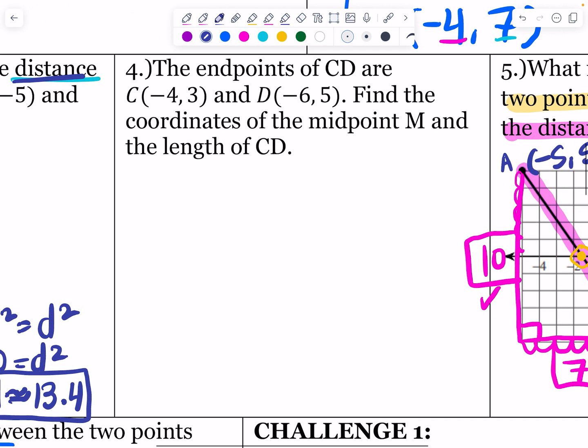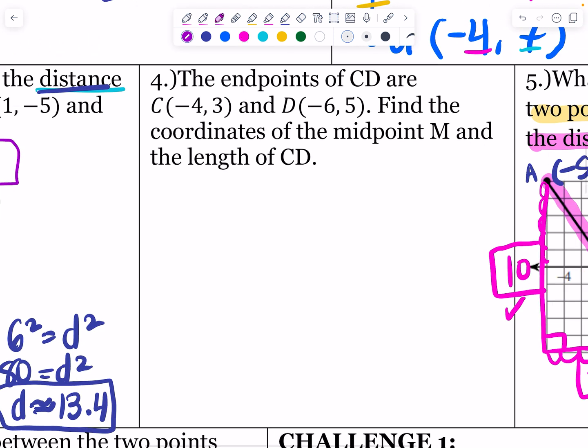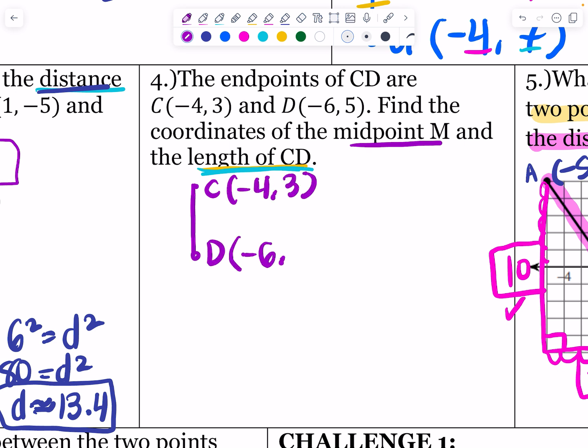Okay, some other classes worked this problem. So if you wanted a little bit of extra practice, find the coordinates of the midpoint, and then find the length of CD. That's just another fancy way to say find the distance. The length of CD gives you the distance of the segment. Okay, so let's do that. So let's go in purple, C to D. Here's point C, point D. The endpoints, it says, are at (-4, 3) and (-6, 5).